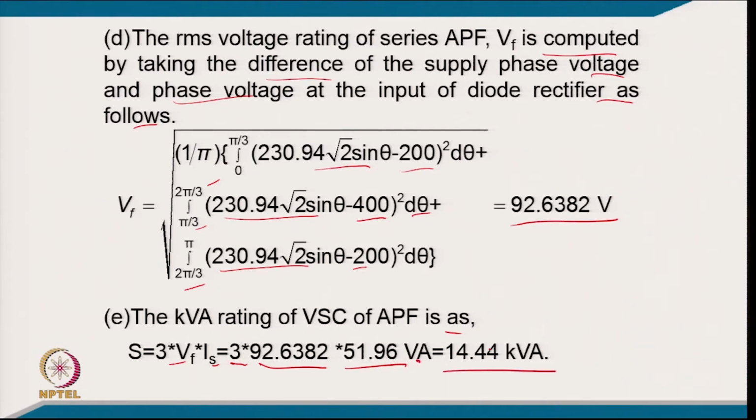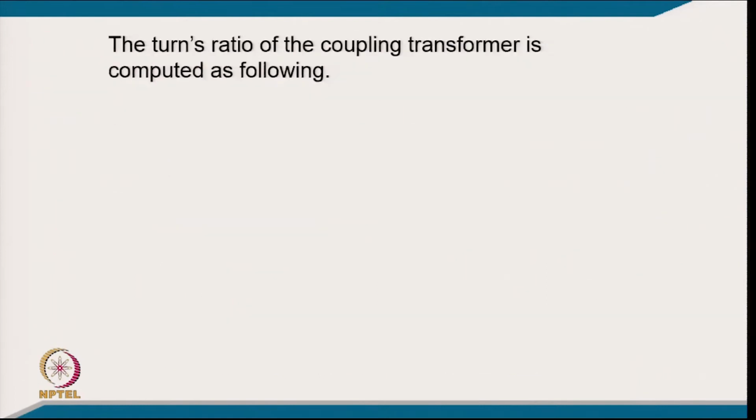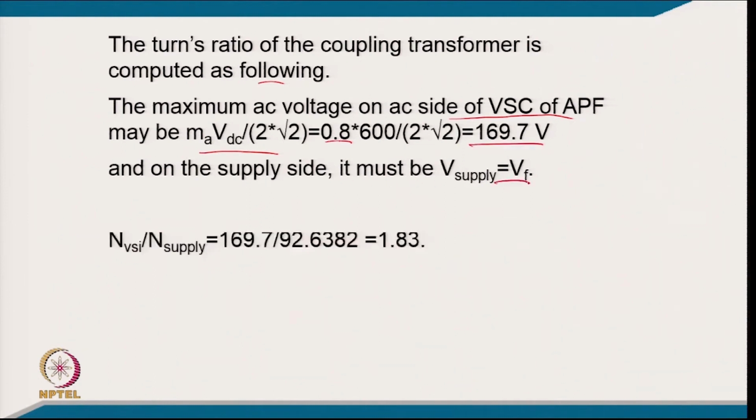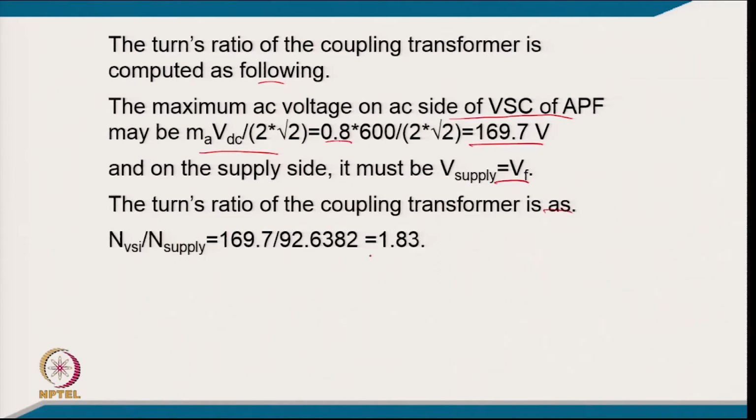So, it comes to 14.44 kVA, which is the rating of the series active filter. The turns ratio of the coupling transformer is computed as follows. The maximum AC voltage on the AC side of the voltage source converter of the active filter may be given by the relation MA VDC by 2 root 2. So, putting the value of MA equal to 0.8, it comes to 169.7 volt, and on the supply side it injects equal to VF. So, the turns ratio of the coupling transformer is typically the turns on the voltage source inverter side divided by the turns on the supply side which we are injecting.